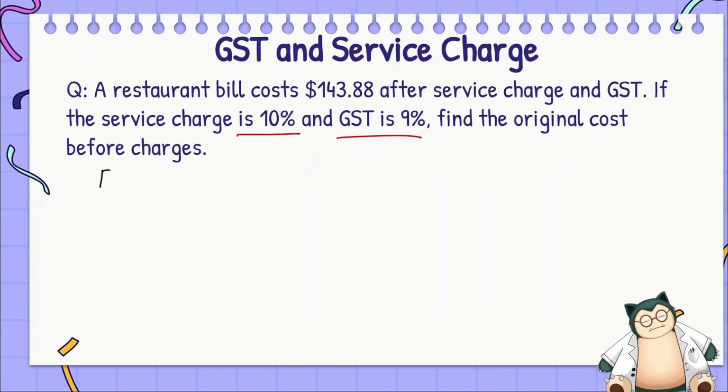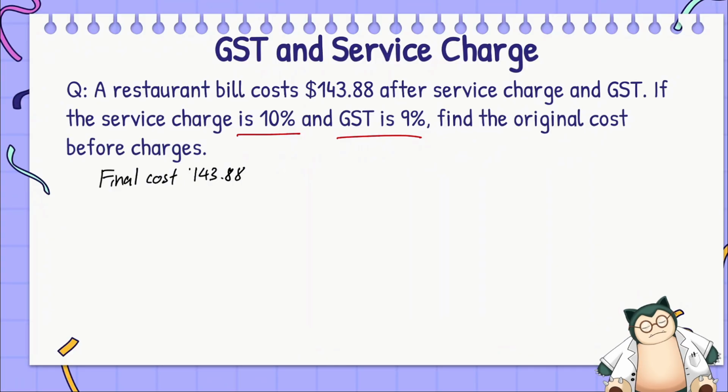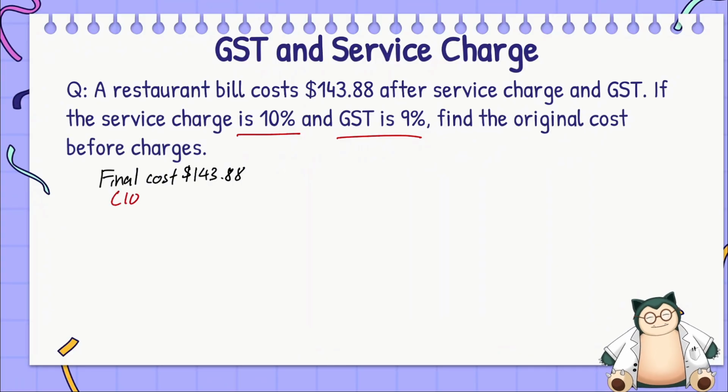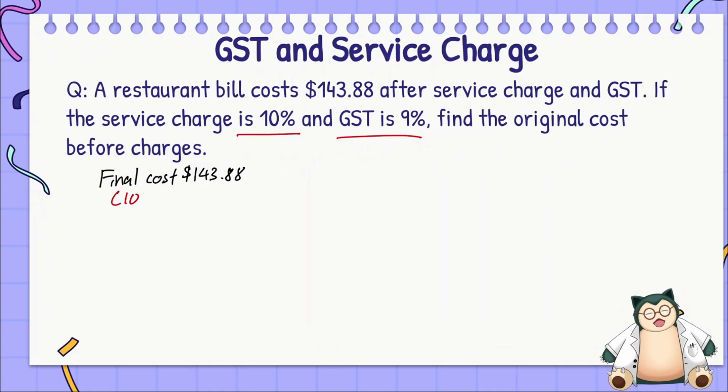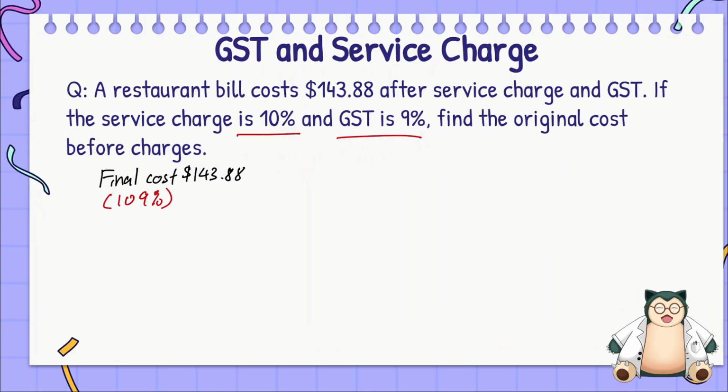Okay, so we have our final cost of $143.88. This is a percentage of 100. Is this 100%? Most of you have caught it. This final cost will actually be 109%. And why is it 109%?